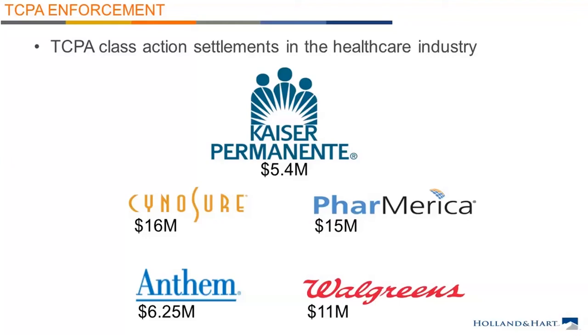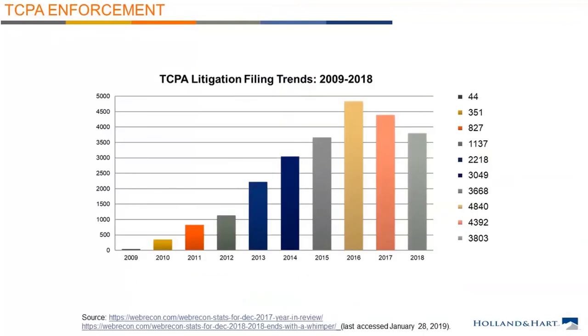So you can see again that the healthcare industry is not immune from these types of lawsuits and from this type of liability. I'd like to talk a little, well, actually, before I do, I'd like to show you one last note on enforcement. This next slide shows some filing trends over the last 9 years. We don't have the 2019 data, obviously, but as you look at this, there has been an exponential rise in the amount of TCPA claims over the last 9 years.